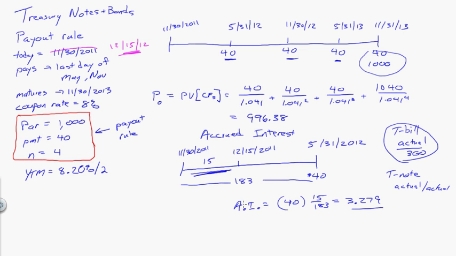So two things you should be prepared to do. Number one, and if you haven't had the finance class, I have to give some background on this. Number one, make sure you can price the bond given the payout rule. Number two, if you have accrued interest, I want you to be able to calculate accrued interest. If I say you sell the bond on a particular day.